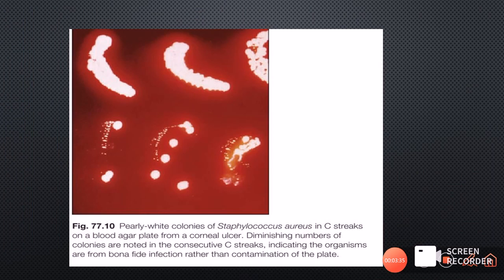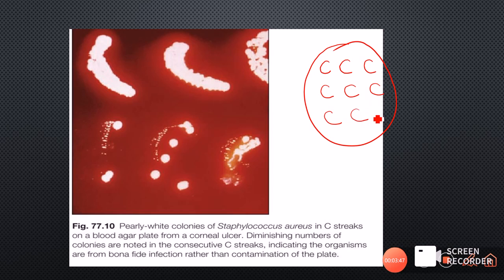Now, Staphylococcus aureus, when it is streaked in a C pattern on a blood agar. So basically, whenever we are taking scrapings from the cornea, we are going to streak it on the blood agar like this in a C-shaped manner. So the initial streaks will have more number of the bacteria, and therefore the colonies will also be more in the initial streaks compared to the later streaks.